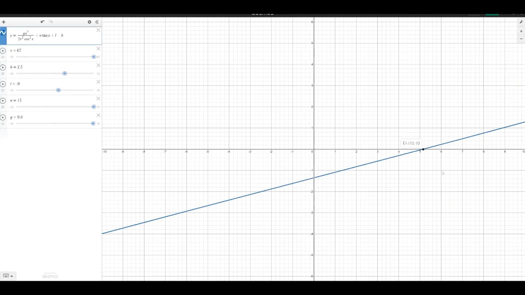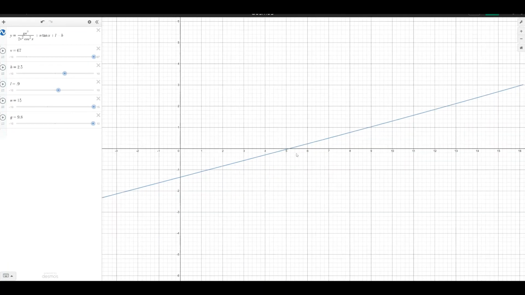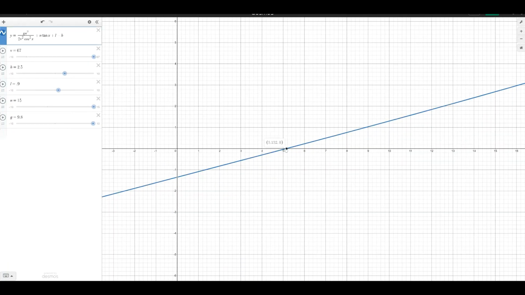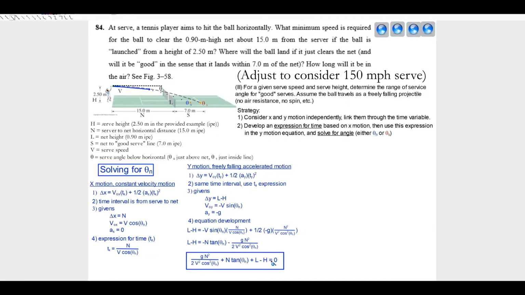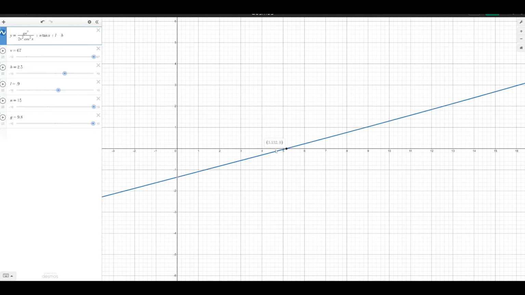And here's our solution. Again, the 0, because I set that expression on the other page equal to 0 and then solved that. The solution here is showing me that at an angle of 5.152 degrees below the horizontal, the ball would just be at that net. And so that represents the angle below the horizontal for a successful serve just to clear the top of the net. Now my goal is to figure out the range of angles.